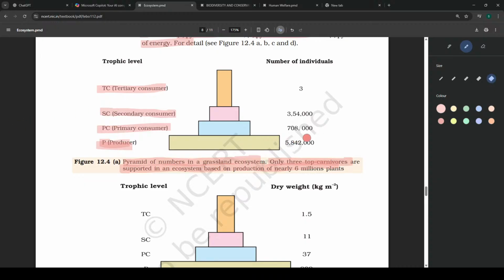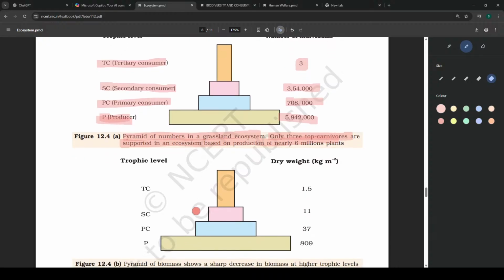If we assume the standing crop is 60 lakh or 5,842,000 plants, they support 708,000 primary consumers. These primary consumers support 354,000 secondary consumers, and based on this pyramid here, we can assume that these secondary consumers support three tertiary consumers.